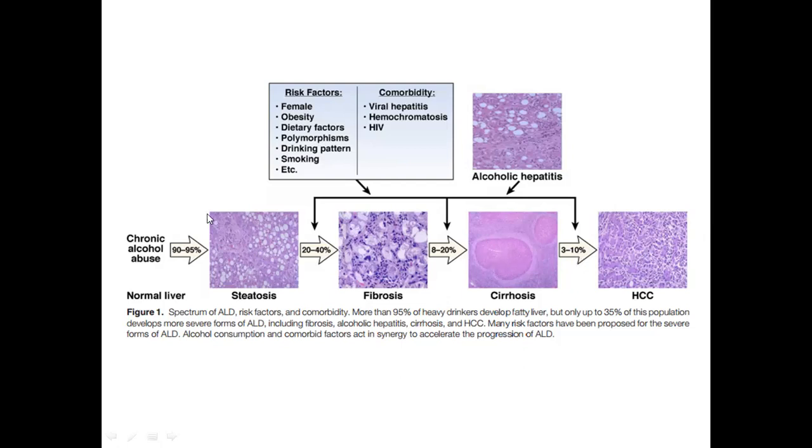So out of 90%, only 20% will develop fibrosis. Of these 20%, 8 to 20% will develop cirrhosis. And finally, of these 8 to 20%, only 3 to 10% will develop hepatocellular carcinoma. So roughly 10% of the people who are chronic alcohol abusers will develop cirrhosis, and out of these only 3 to 10%, 1 or 2% probably, will develop hepatocellular carcinoma. The factors that affect this may be female sex, genotype, obesity, certain dietary factors, single nucleotide polymorphism, drinking pattern, smoking, and comorbidity, like the person also having viral hepatitis, hemochromatosis, or HIV infection, or something like this.